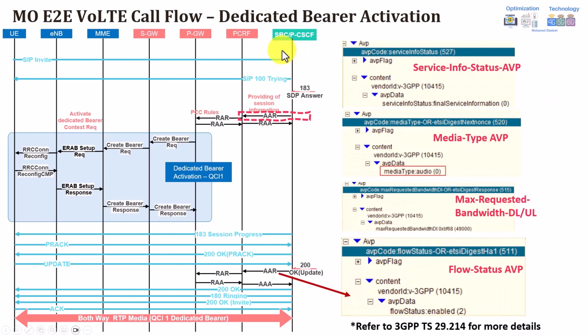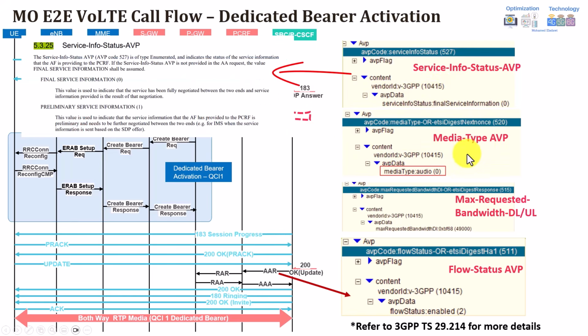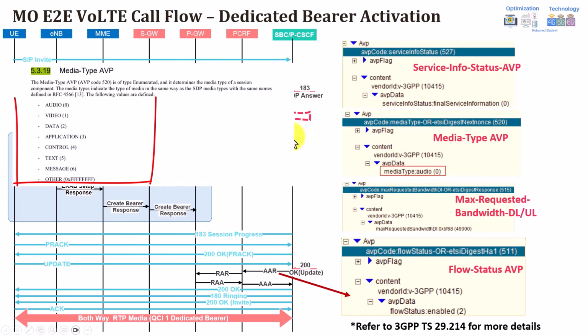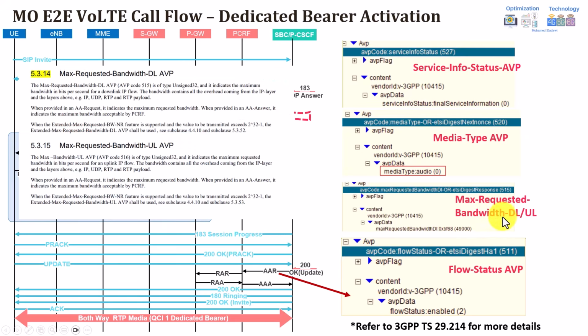Now what will happen? Once the proxy receives this 183, it will start initiating the quality of service, right? This AAR, as we mentioned before, includes a lot of information. You can find this information in 3GPP 29.214. The first part is called service info status, just telling them what the current status of the media is. And here it's just telling the media type. For example, the media type is audio, and it's telling the bandwidth: the maximum requested bandwidth for downlink and uplink. I just quoted the downlink, but uplink was exactly the same.